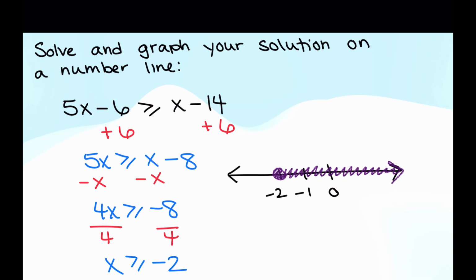So on my number line, greater than or equal to, so I need a closed circle at negative 2, and then bigger than is to the right.